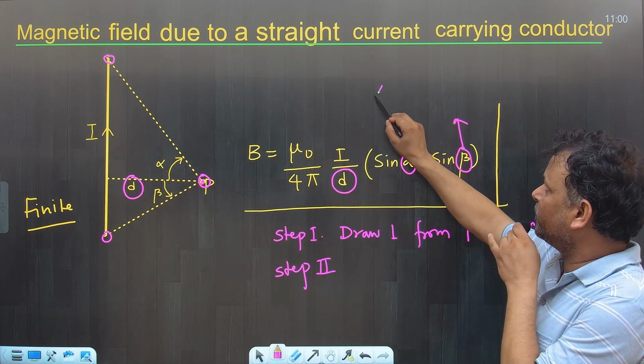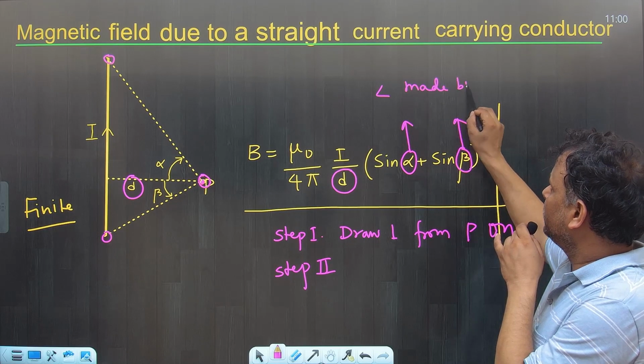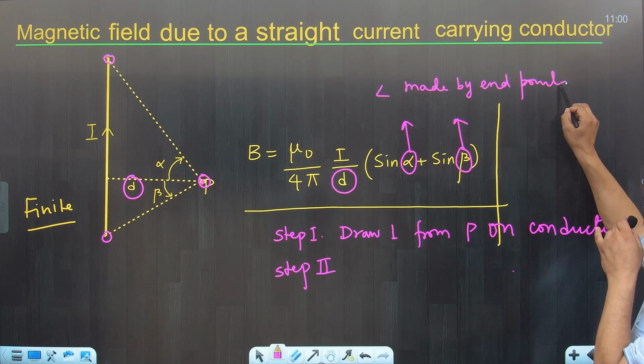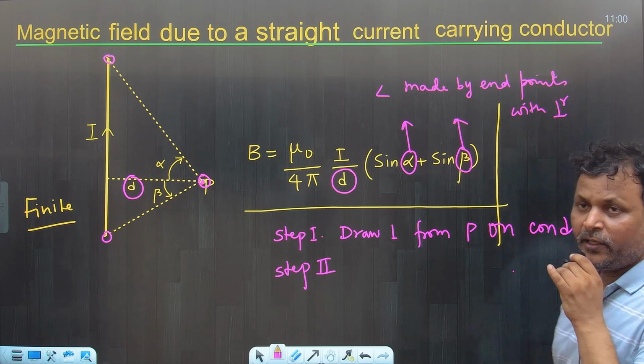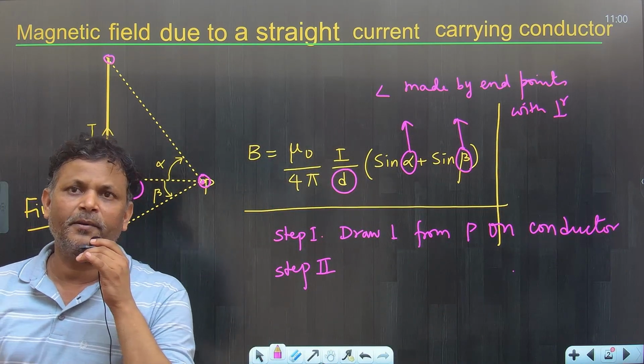Alpha and beta are the angles made by end points with perpendicular. So it is very important to understand the meaning of D and alpha and beta.